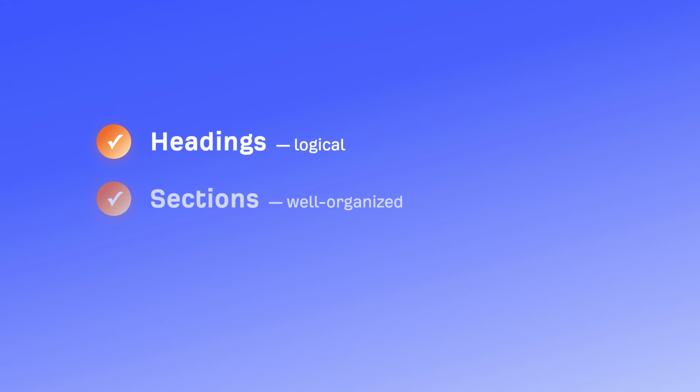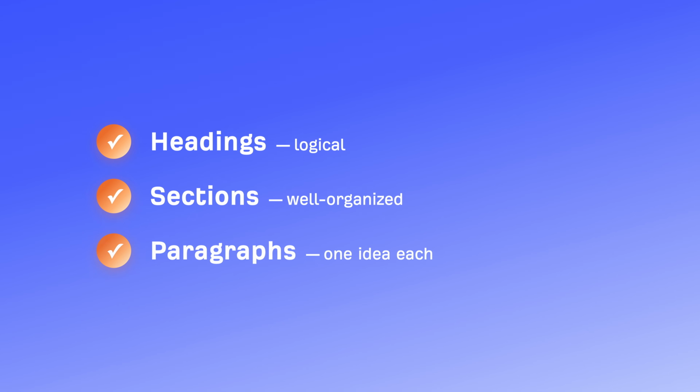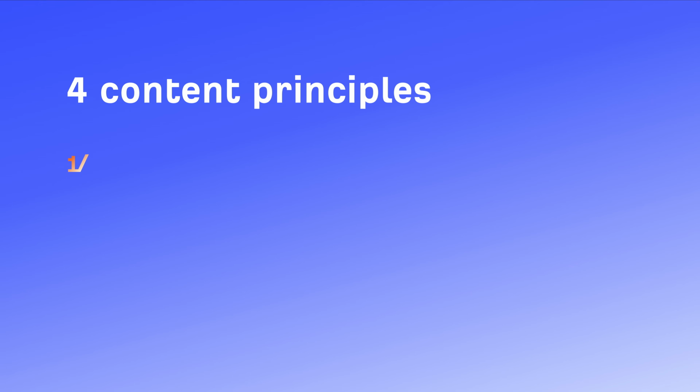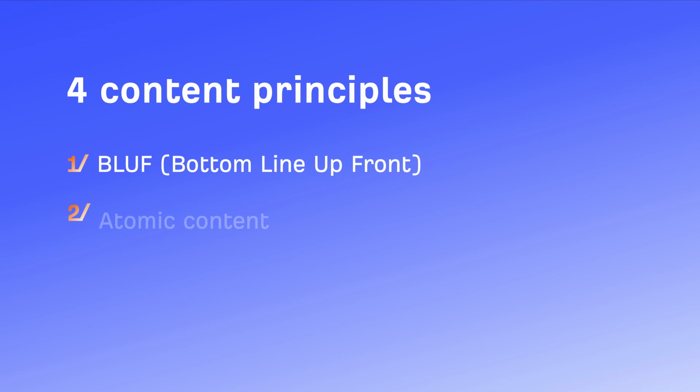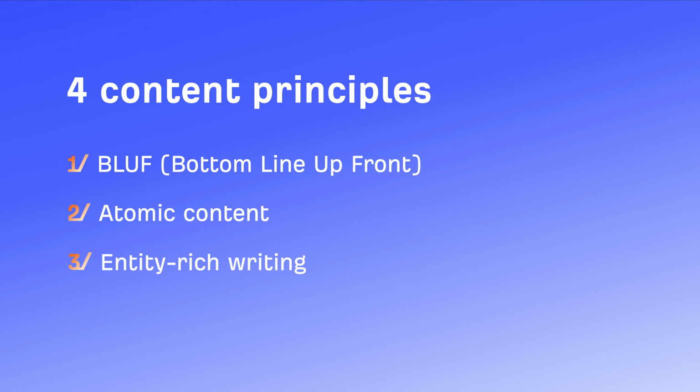This one's straightforward. AI systems parse your content by following your HTML structure. So if your headings are logical, your sections are well organized, and your paragraphs are focused on one idea each, AI has an easier time extracting the right information. This ties directly back to the content principles we covered in Lesson 3.1, Bluff, Atomic Content, and Entity-Rich Writing. Those principles aren't just about writing style, they're about making your content technically parsable for AI.